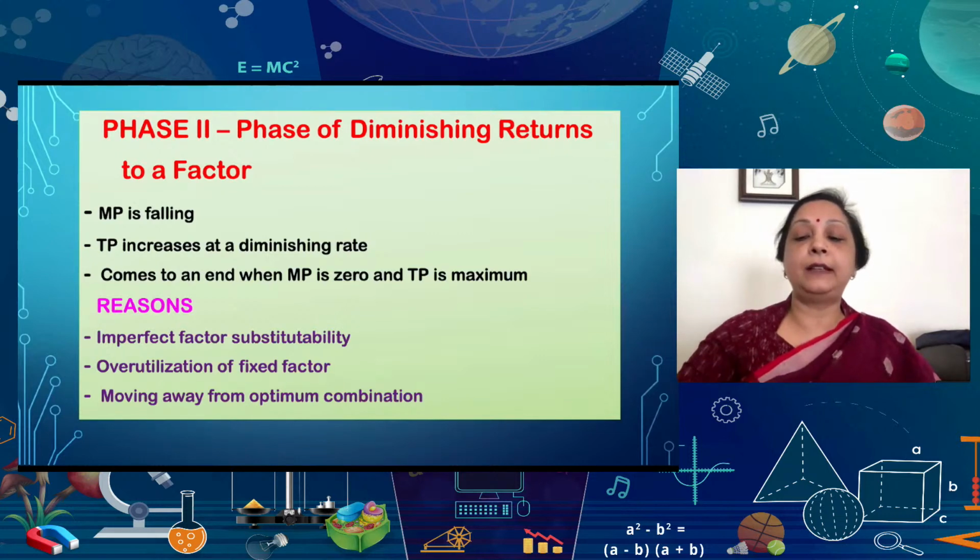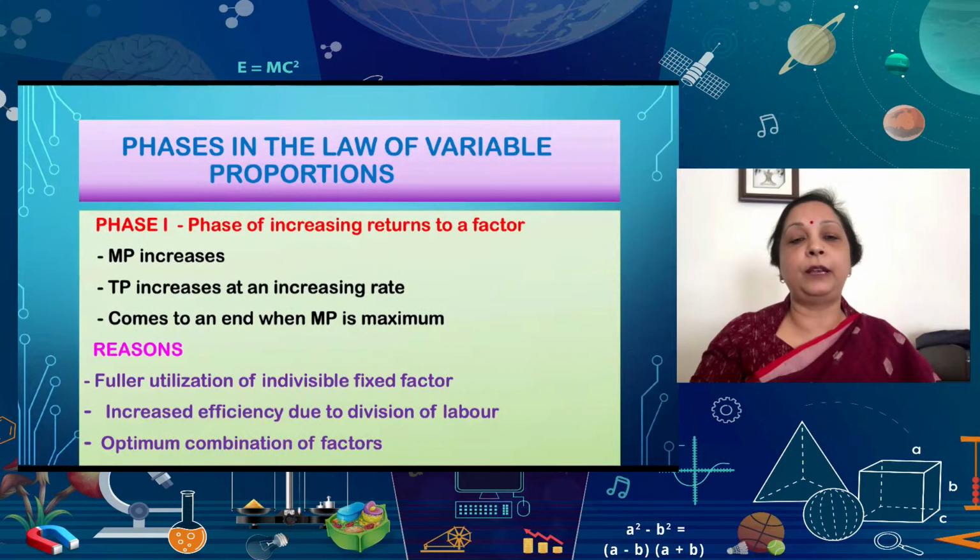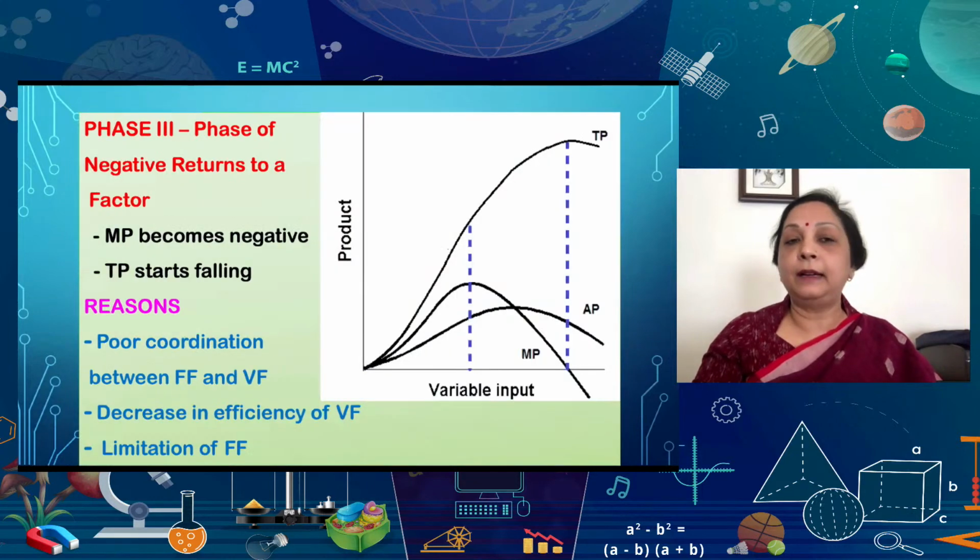And in this phase, we are also moving away from the optimum combination. This was the optimum combination. You go on employing more and more, you are moving away from the optimum combination. That is why the MP starts falling. And third and the last phase of the law of variable proportion is phase of negative returns to factor. Here MP becomes negative and TP starts falling.